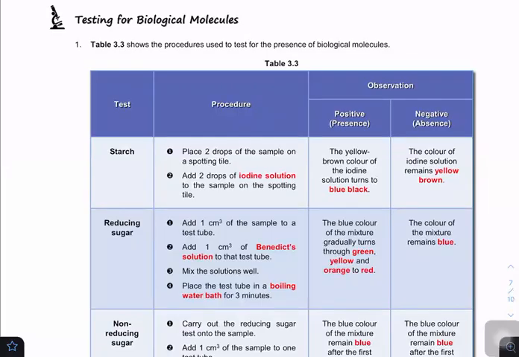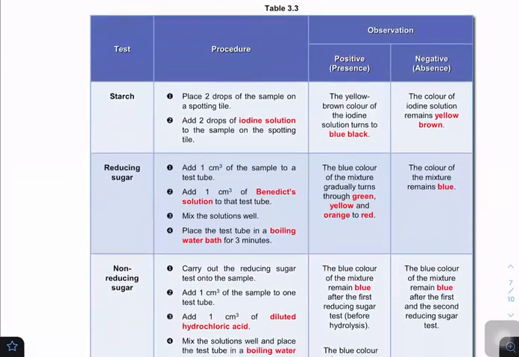Okay, so we do know that we have starch, reducing sugar, and non-reducing sugar. We're going to test for the protein, and we're going to test for the lipids. So what are the reagents used, what is the procedure, and what are the observations, whether positive and also the negative results? Okay, so first we look at the starch.